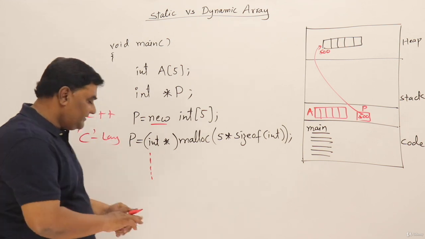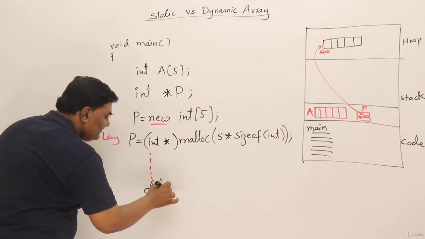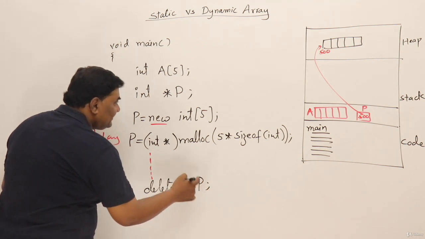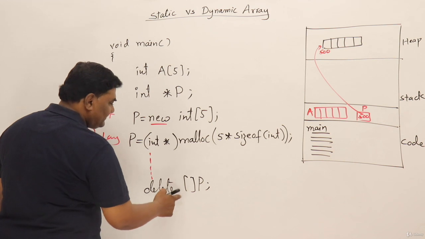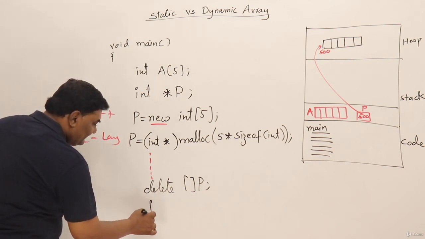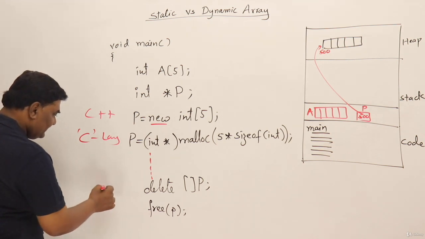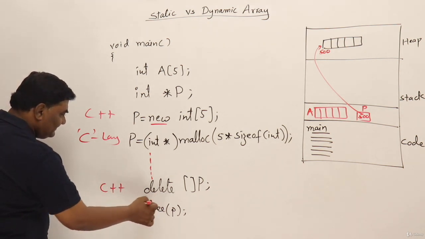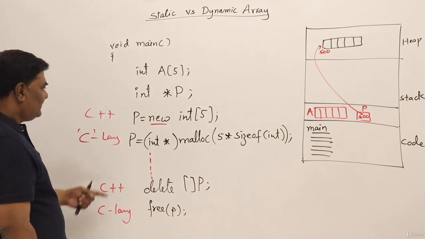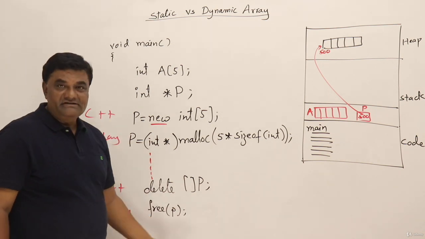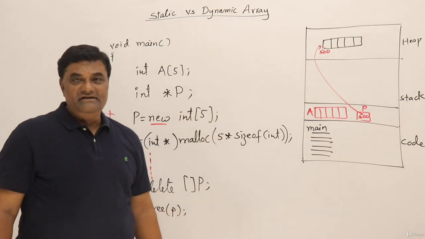So how to release the memory? In C++, we have to say delete P, but P is used for an array, so it must be mentioned here as a subscript. And in C language, say free P. So this is the method of deallocation in C++, and this is the method of deallocation in C language. So I have shown you the syntax for both the languages. So the main concern here is how to get the array inside heap.